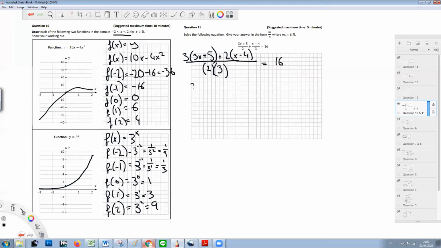So that's going to be 9x plus 15 plus 2x minus 8 all over 6 is equal to 16 over 1. And then you cross multiply them. So I'll just do this part first. It's going to be 11x plus 7 is equal to, and 16 times 6 is going to be 96.